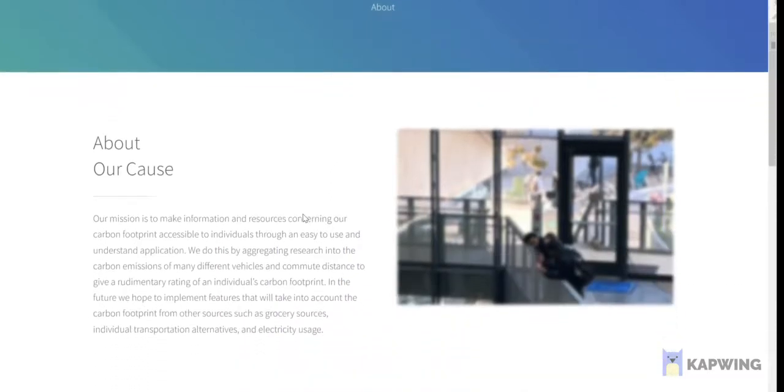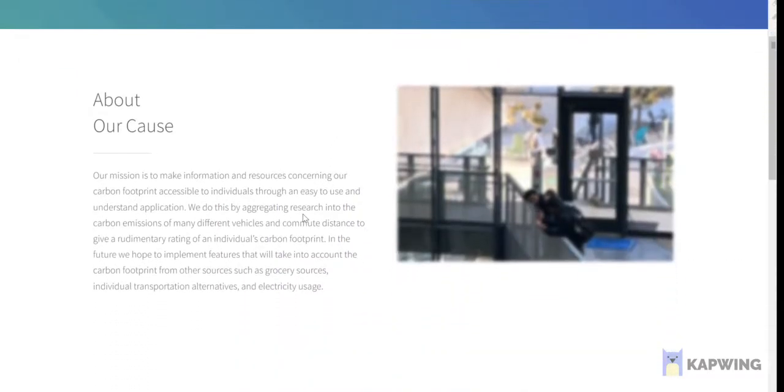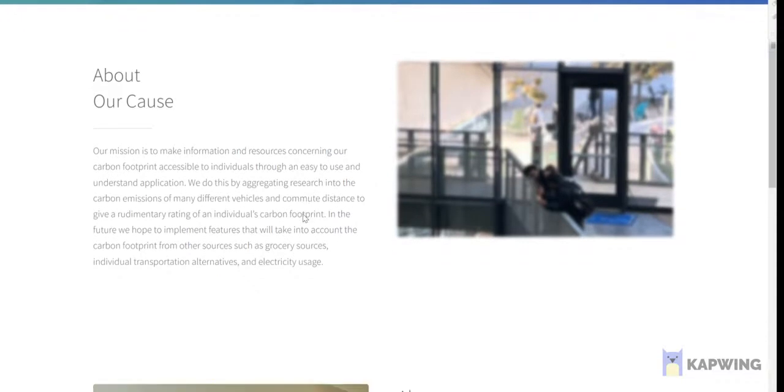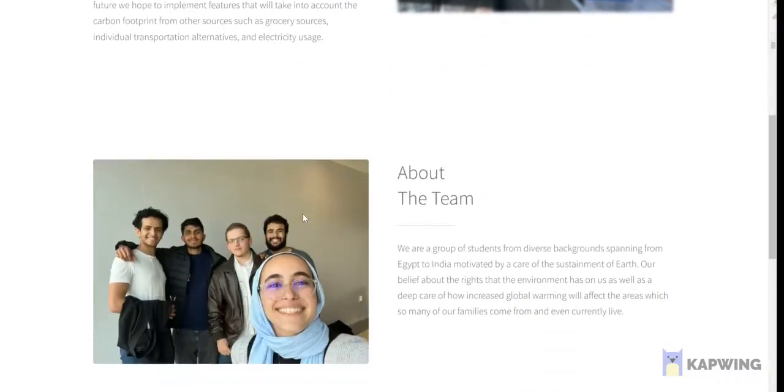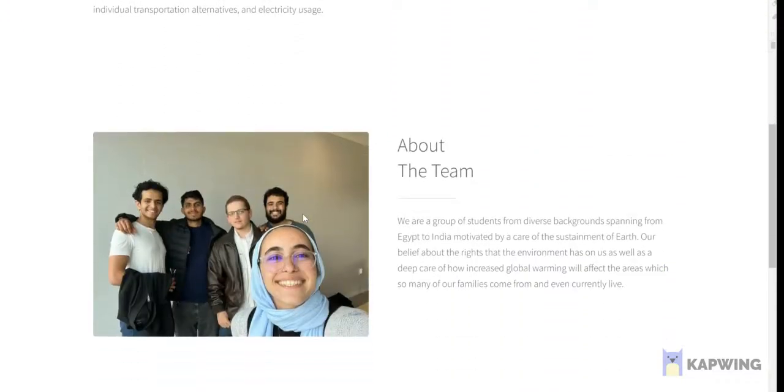In the future, we hope to integrate factors such as where groceries are sourced, so the difference in carbon footprint between getting from a farmer's market or from getting from a mass market grocery store. There are also factors that we're hoping to include that will deal with electricity usage inside the house, the difference between using public transportation versus individual transportation, and recommending alternatives based on the location of the user. And that concludes my part.